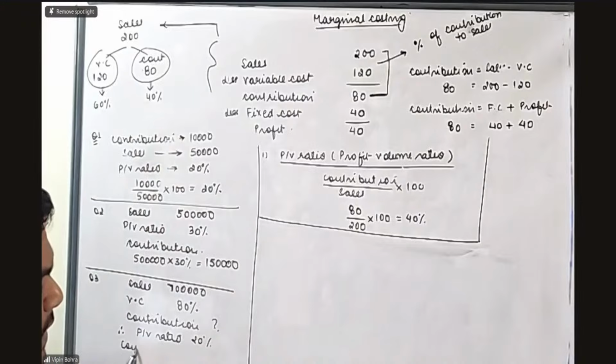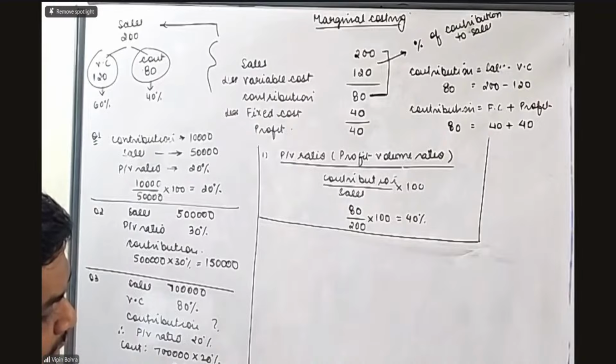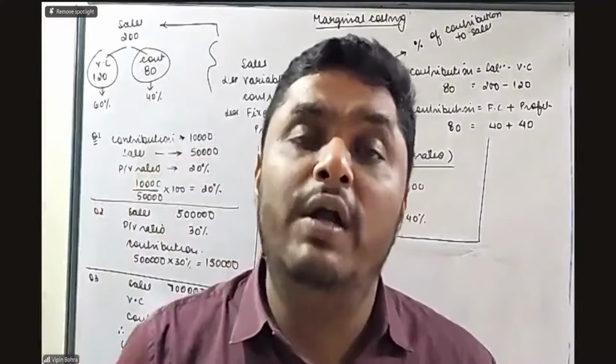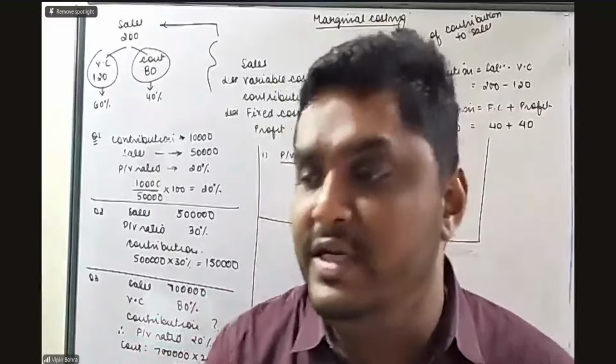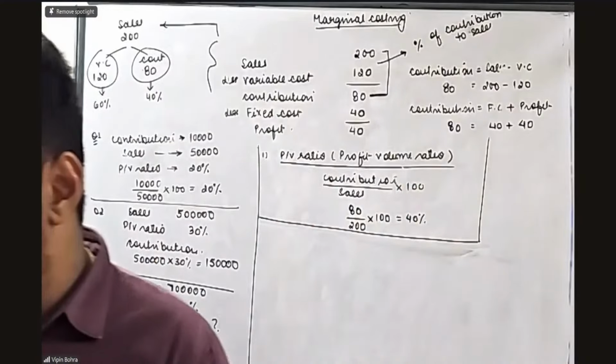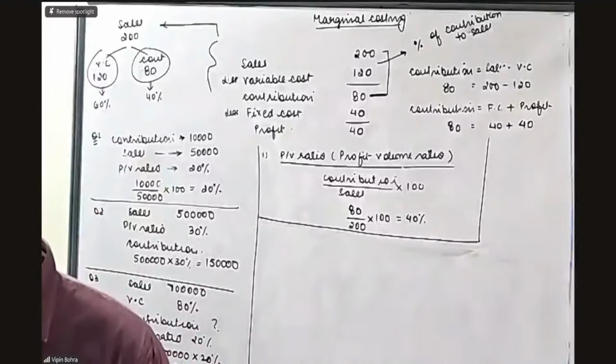So my contribution will be how much? 7 lakh into 20%. That is 1,40,000 rupees. So those who posted 7 lakh into 80%, it is incorrect, because 5,60,000 is what you are getting. That is my variable cost. It's not my contribution, it is my variable cost. So Aditya, Diya, Jash Agrawal, I hope this part is clear to you guys. Many students posted this answer 5,60,000. That is incorrect.